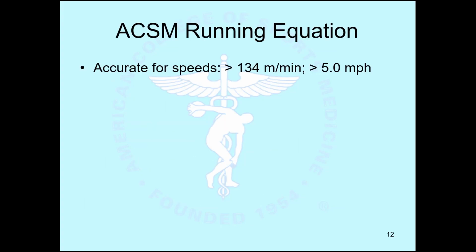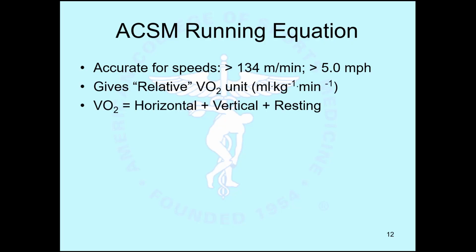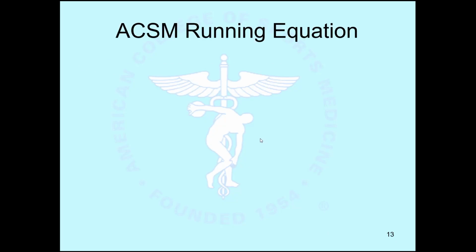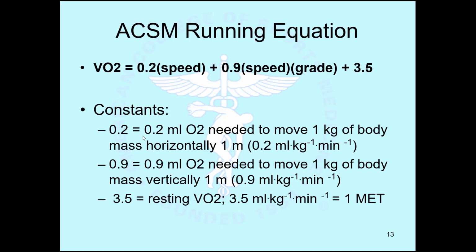Simple enough. Running equation, very similar setup. The big difference is the constants. You technically need to be going over 5 miles an hour for this equation to be accurate, but it's set up exactly the same way. Only the constants differ; everything else is the same. This is where the constants come from, if you're curious. Not a big deal, but the important thing is to know the equation and know how to use it.